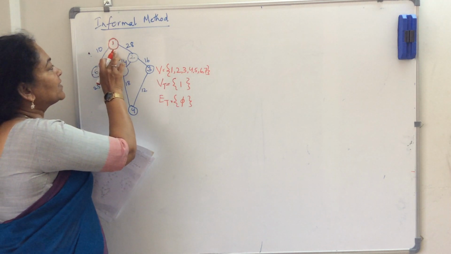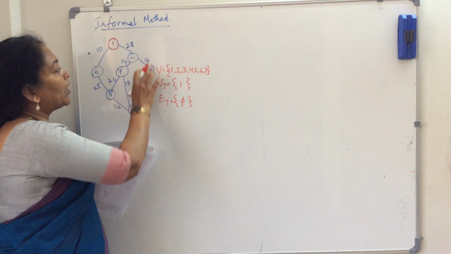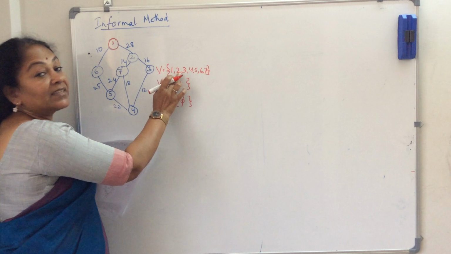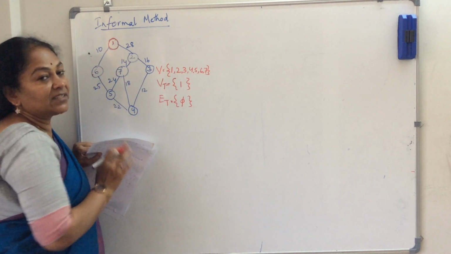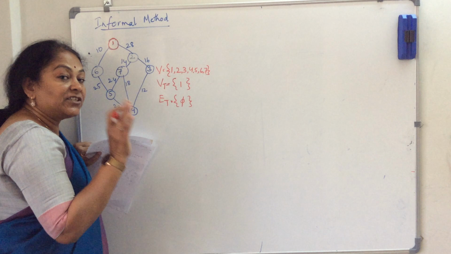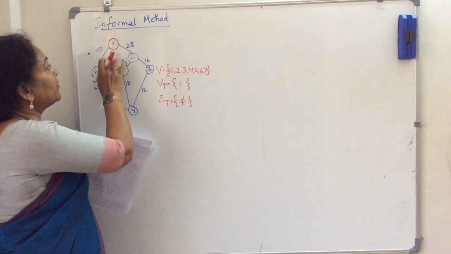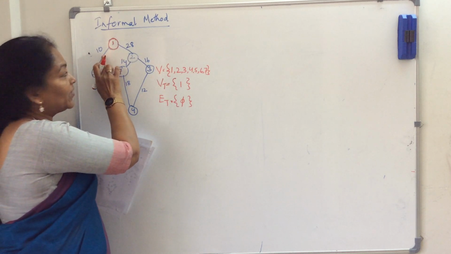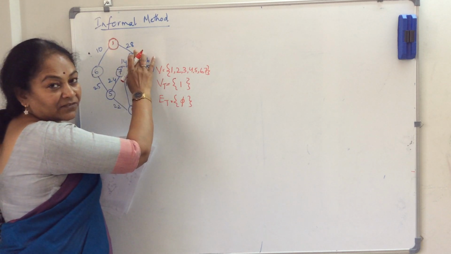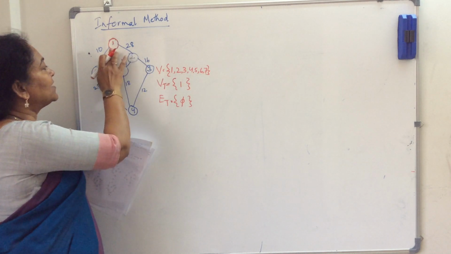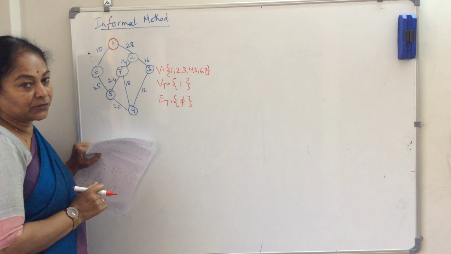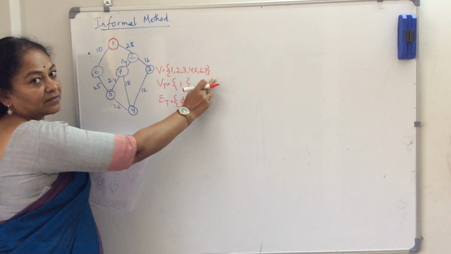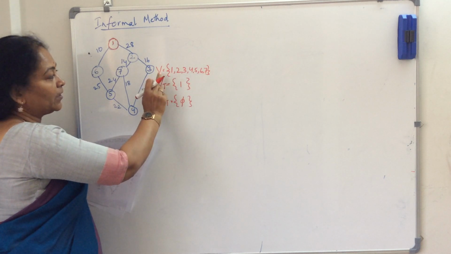Now, as we have selected 1, you have to select from among V minus VT. That means, excluding this 1, which are the vertices that are connected to this 1, and which edge is having the minimum cost. So 1 is connected to 2 as well as 6. The edge 1 to 6 is carrying the weight 10, and 1 to 2 is carrying the weight 28. So we have to consider this 1 to 6 edge, because here 1 is already selected and 6 is among the unselected vertices, in this V.